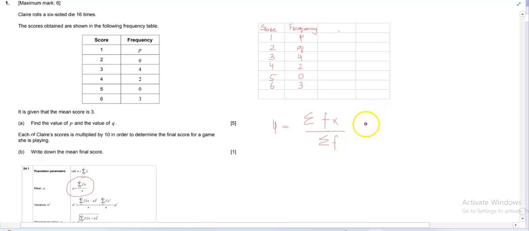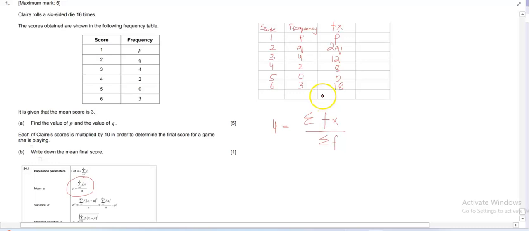All right. So if we utilize that, first of all, we need to find out the fx, right? So x is the outcome and f is the frequency. So it becomes 1 times p, so that becomes p, 2 times q, that becomes 2q, 3 times 4, which is 12, 4 times 2, that's 8, 5 times 0, that's 0, 6 times 3, that's 18. So this is going to be our fx.